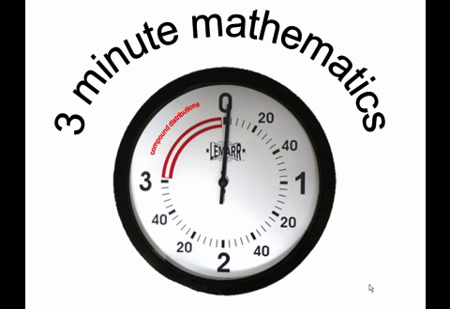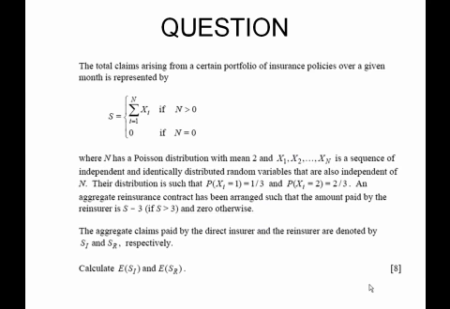This question is a compound distribution question, and in this case it's a compound Poisson distribution. We're told that the total claims arising from a certain portfolio of insurance policies over a given month is represented in this form. So we have a total amount of claims S, it's the sum over n claims, where n is unknown, of Xi, where Xi is the level of each individual claim, and 0 if there's no claims.